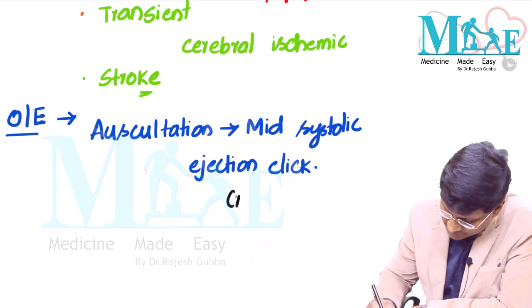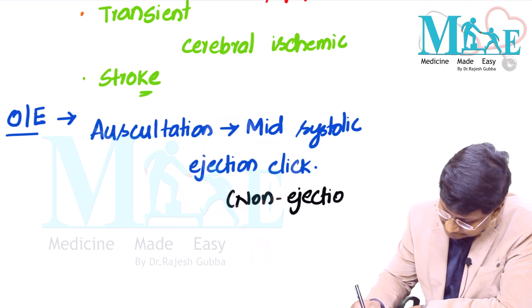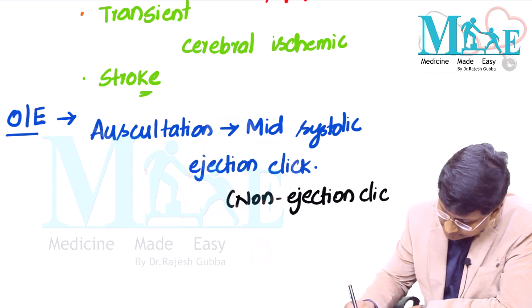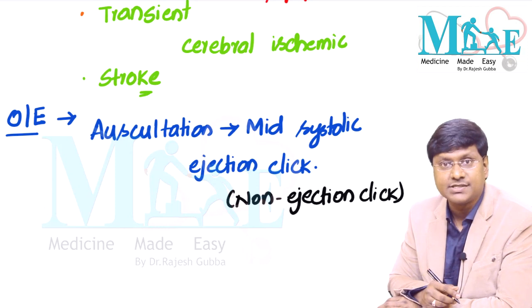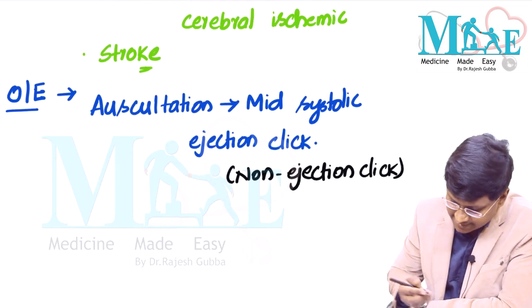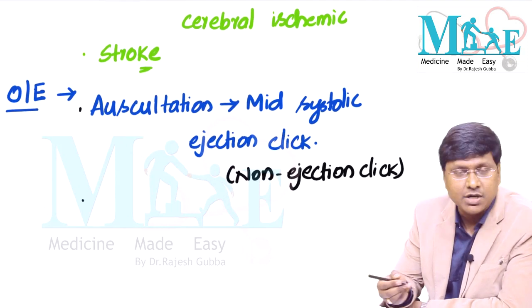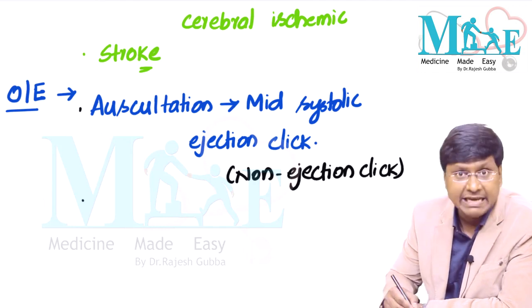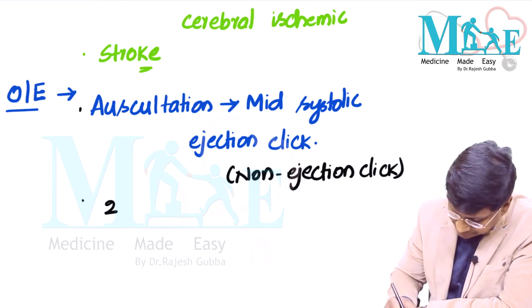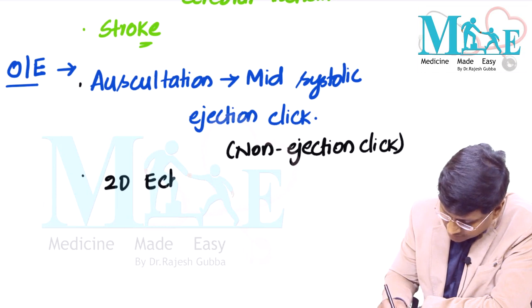And the name of this mid-systolic ejection click is, this is also called as non-ejection click. And they may also come to get diagnosed when they have accidentally undergone the two-dimensional echocardiography.